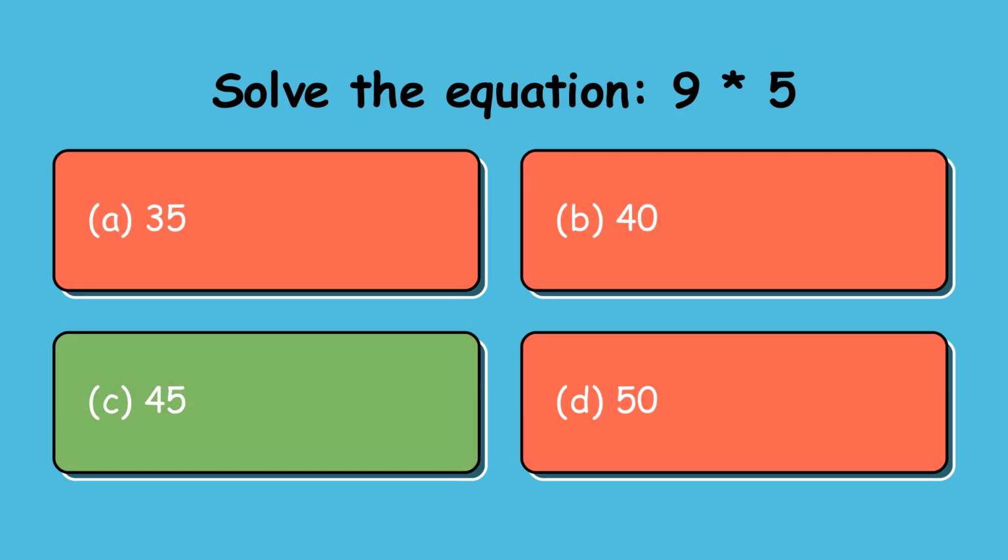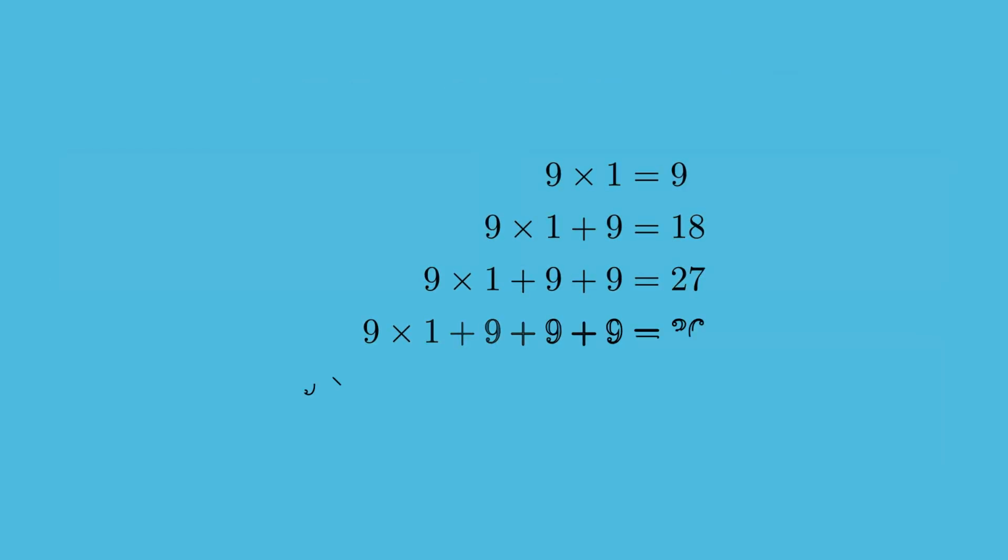Correct answer is C. Let's begin with the multiplication problem, which is 9 times 5. This math operation implies that we are adding the number 9 5 times. One way to solve this is as follows. First, we can think of 9 times 1, which simply equates to 9. Consider this as our first step.